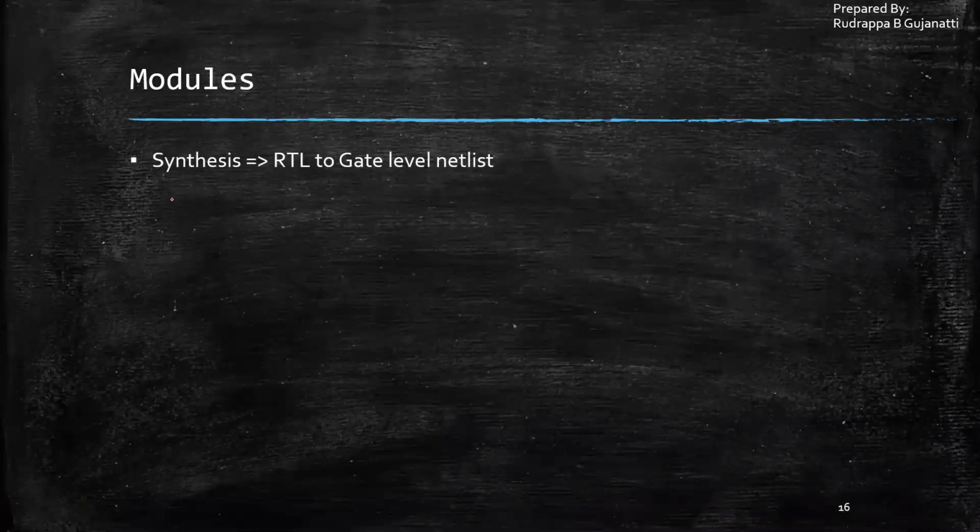So next, before going ahead, we should know what is meant by synthesis, because we will be using this term again and again. Synthesis implies you get the RTL and you convert it into the gate level netlist.